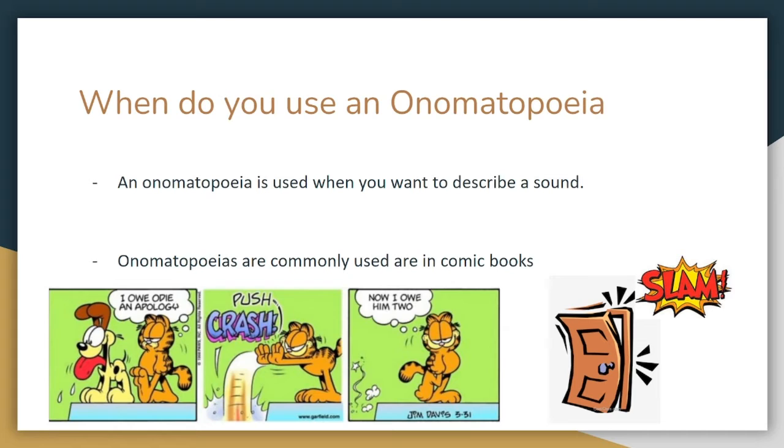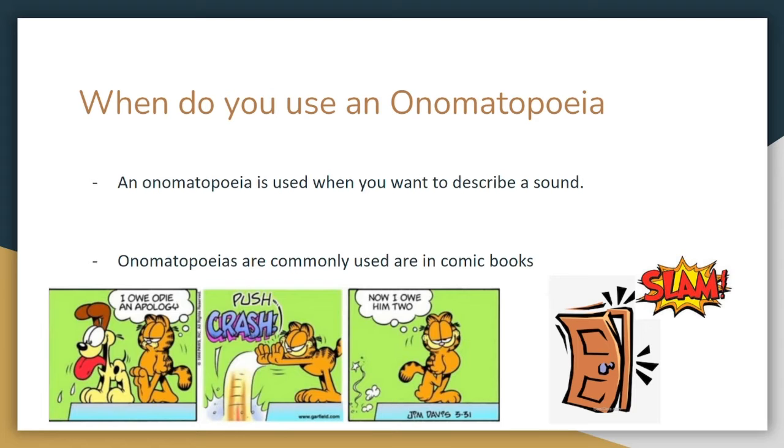When do you use an onomatopoeia? An onomatopoeia is used when you want to describe a sound or a scene in a smaller amount of words than it would normally be. For example, you would use it to describe a door closing by using slam. Then it would describe that the door was closed with force, but without all those extra words.